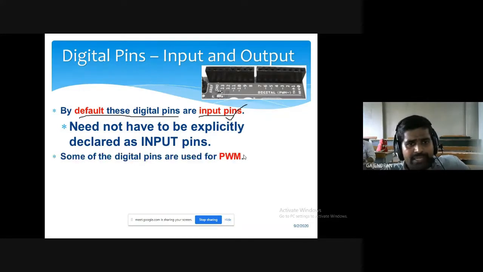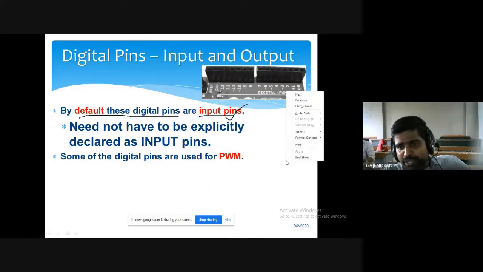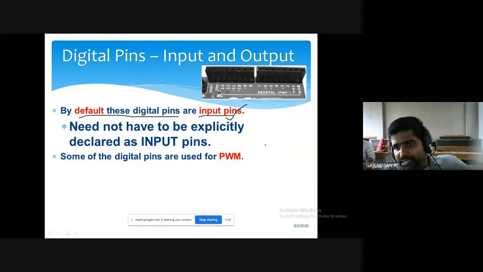Okay. Then second point, some of the digital pins are used as PWM. I think you have studied this term called PWM. Can anyone unmute and answer what is the abbreviation for PWM?